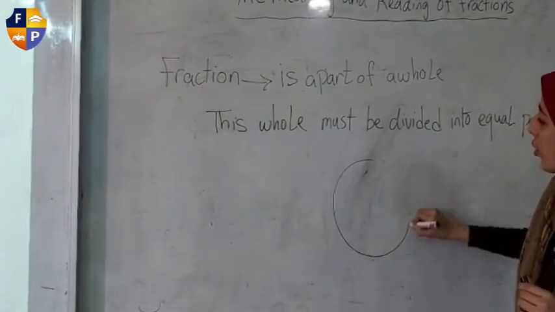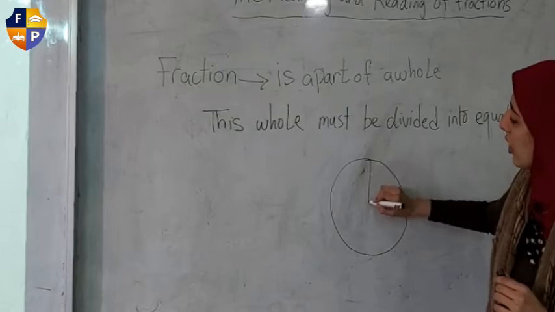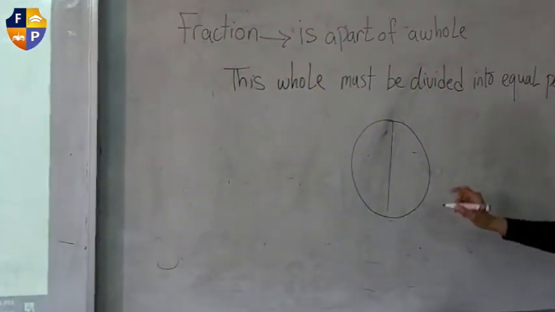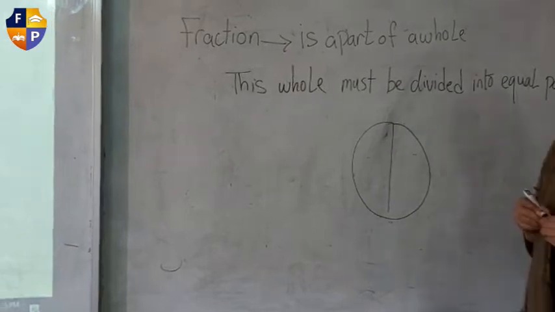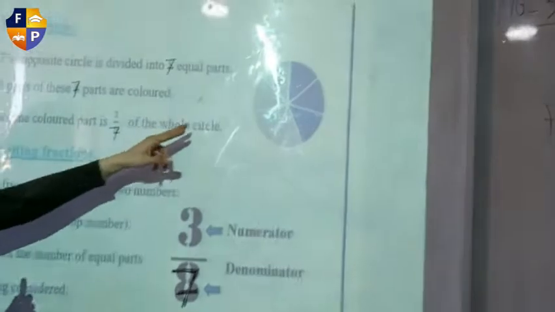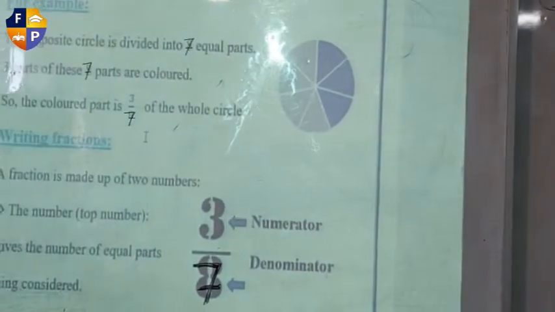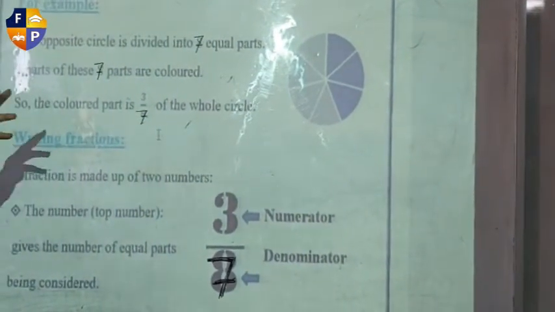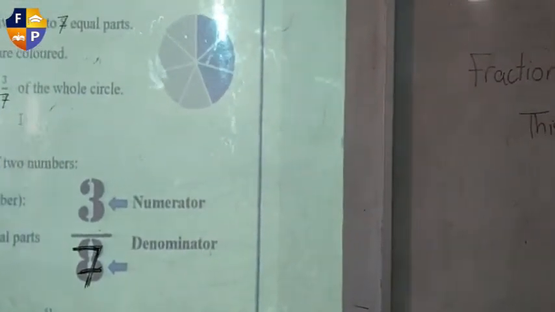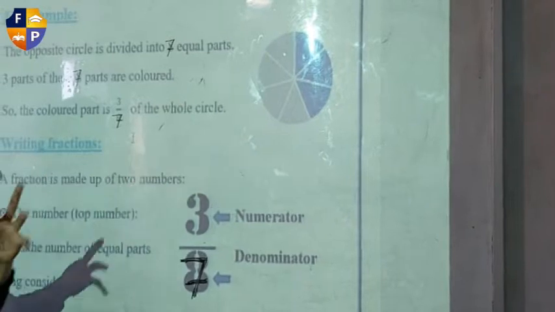Like this, if I draw a circle, I divide this circle into equal parts. This part is equal to this part. So, this is the meaning of fraction. Here, if I divided this circle into 7 equal parts, 3 of these parts are colored. So I colored the 3 parts from the 7.